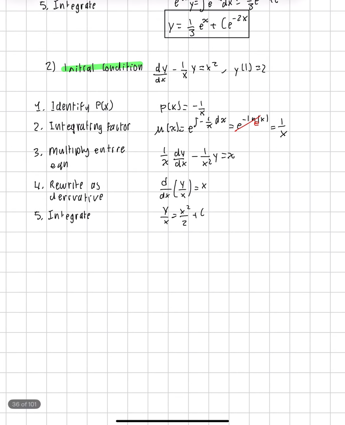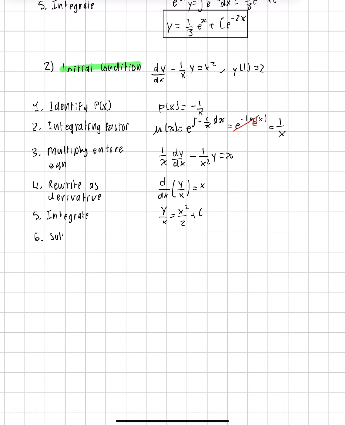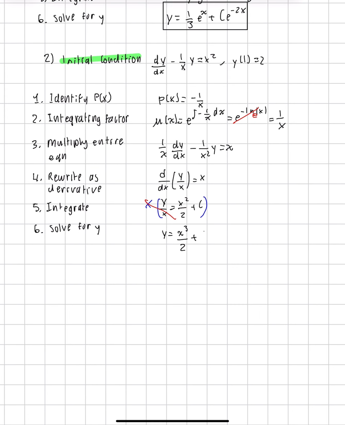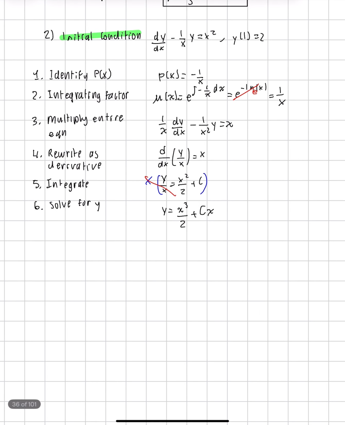Now if we solve for y, this is the last step, then we get y is equal to x cubed over 2 plus cx. We multiplied everything by x here, then that canceled. Constant of integration times x. And now we have the initial condition.